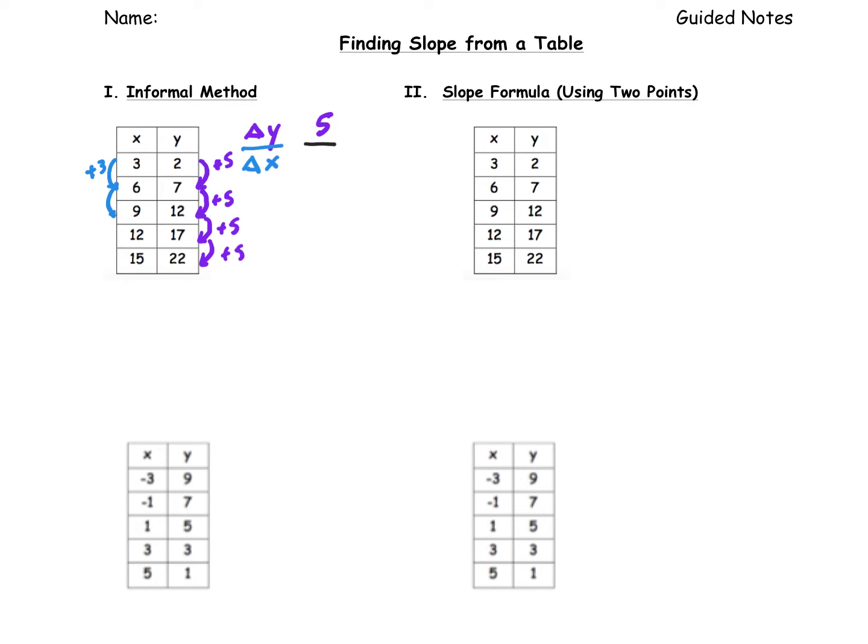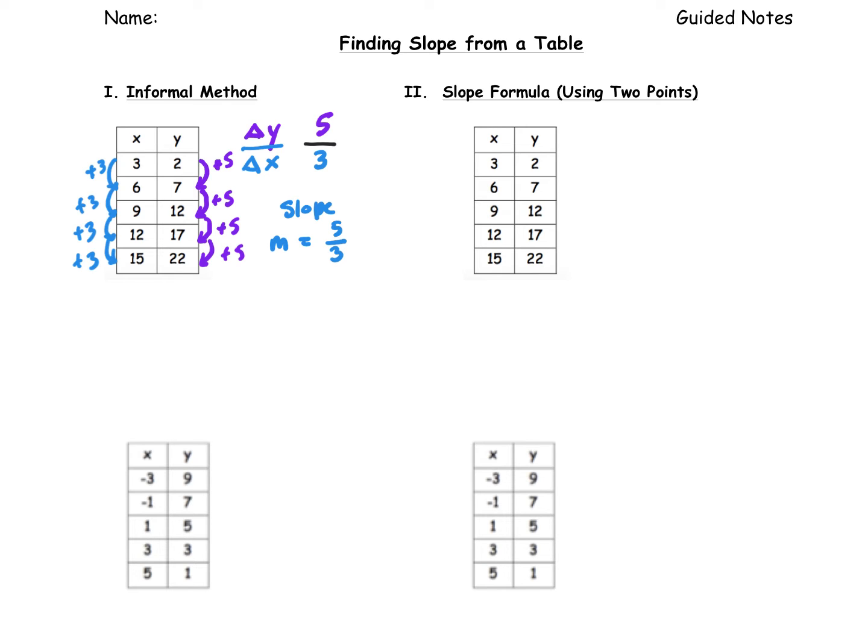From 6 to 9, it's also adding 3. And this continues, 9 to 12, adding 3, and 12 to 15, adding 3. So that's consistent. It's a constant rate of change. And so the change in my x's is 3. So we can say the slope, or sometimes referred to as m, is 5 over 3.